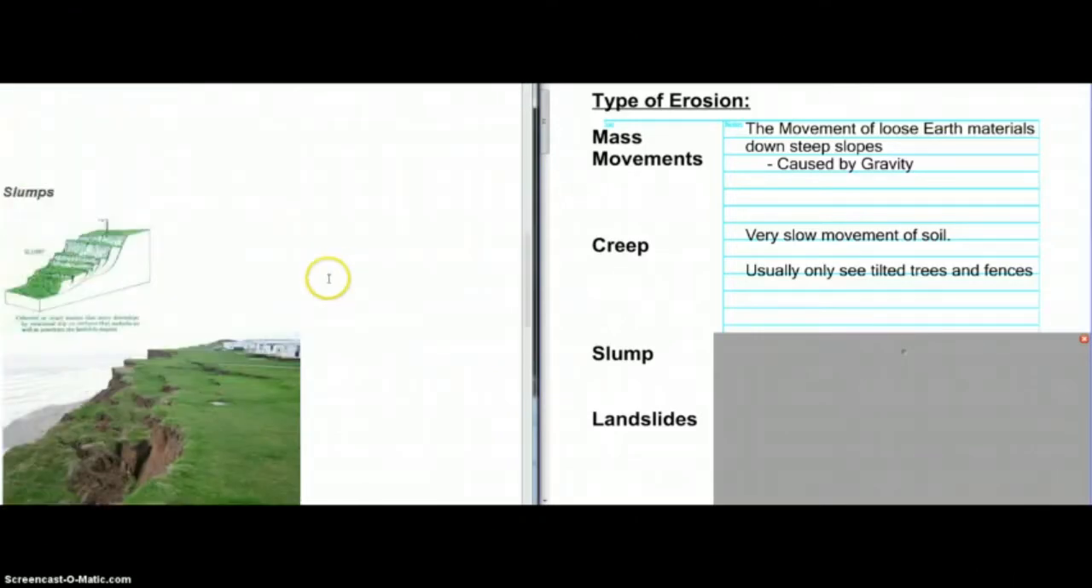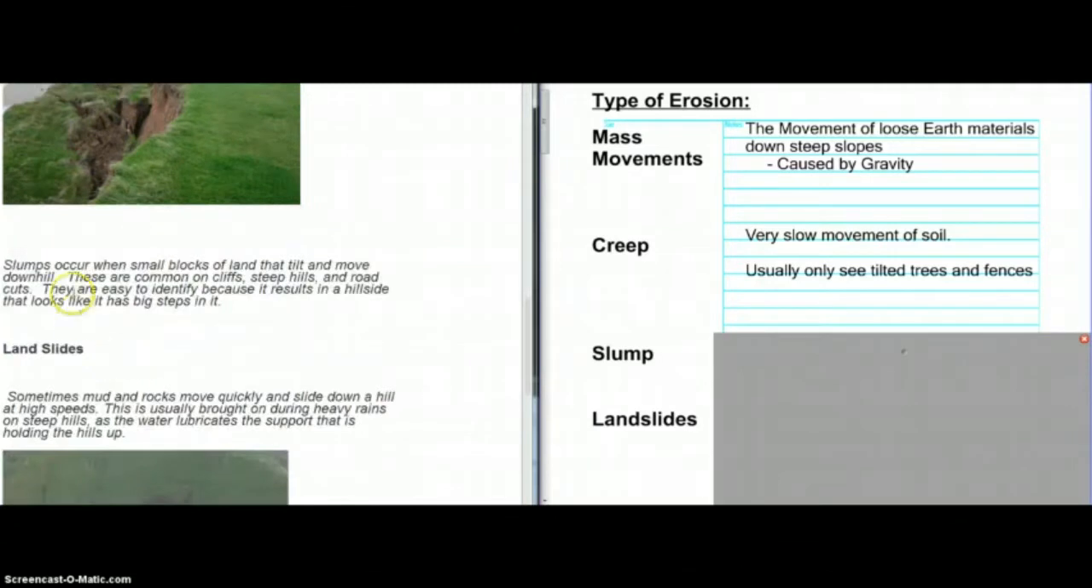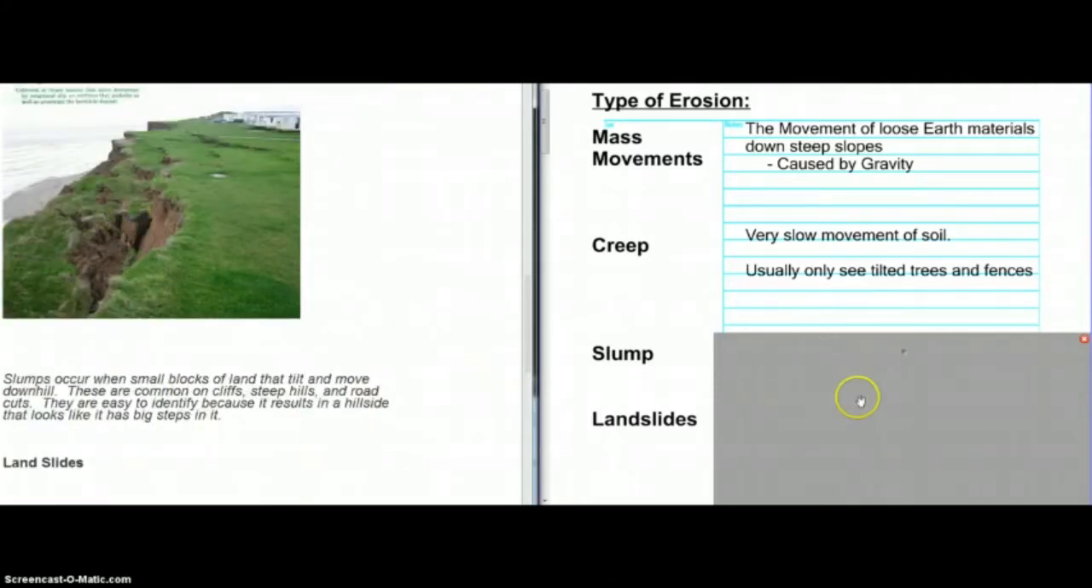Up next is slump. Here's a picture of slump. It's a little different than creep in that it looks like something actually cut into the soil. Slumps occur when small blocks of land tilt and move downhill. These are common on cliffs, steep hills, and road cuts. They're easy to identify because they result in a hillside that looks like it has big steps in it, kind of like this picture here.